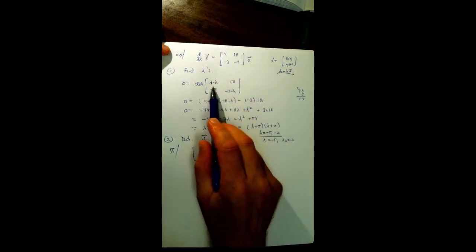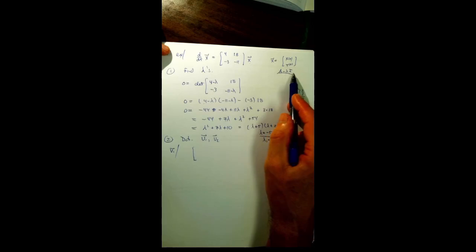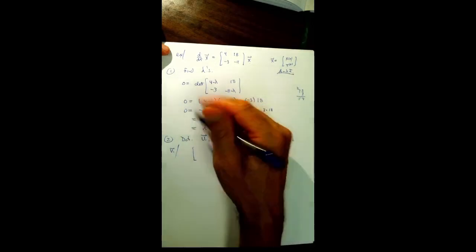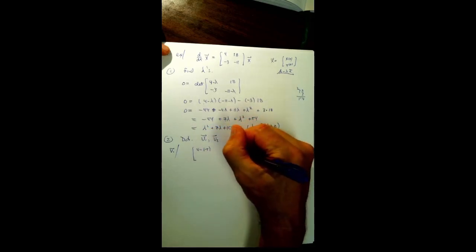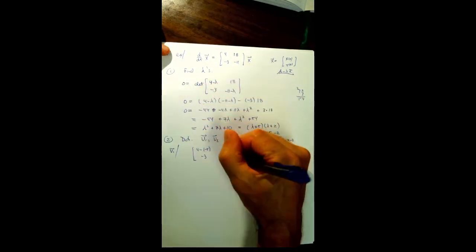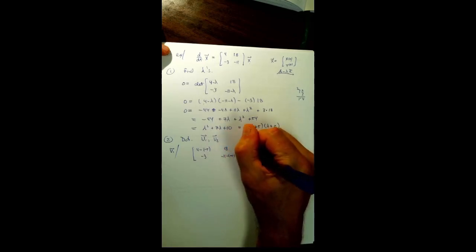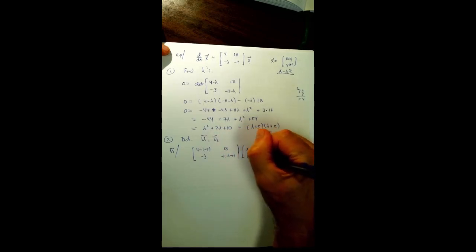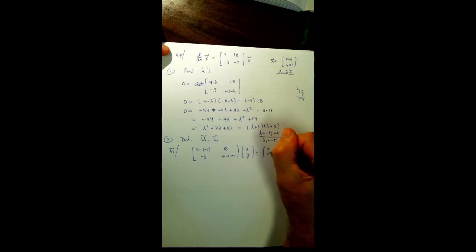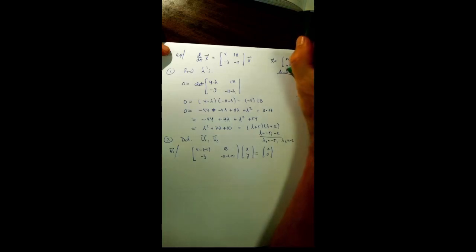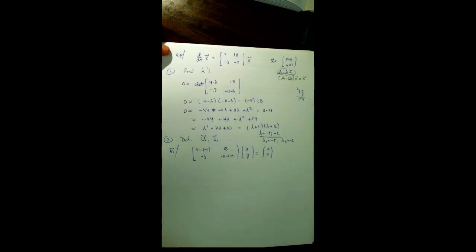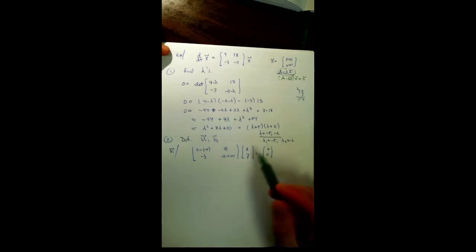So if I come back into this equation here, this is my A minus lambda I. I'm going to have 4 minus a minus 5, 18, minus 3, and minus 11 minus a minus 5, times my V1, which is x, y, equal to 0, 0. This is coming from the equation A minus lambda I times v is equal to 0. So I'm just plugging in lambda equals minus 5.